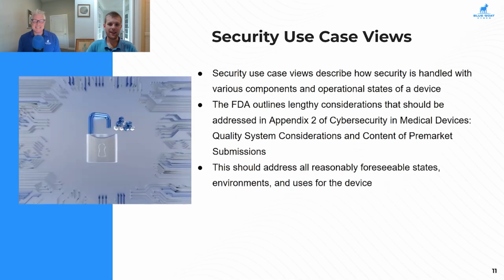The next view is going to be the security use case views. And these can be just about anything. That's why we'll talk about some of the examples, but pretty much what we're trying to do is look at security considerations in all the components and states of a device. So, of course, this is going to be very implementation specific, thinking about how security is addressed with an oxygen pump compared to a pacemaker, compared to a surgical robot, compared to a PACS system. Every single one of these is going to have extremely different and unique considerations, which is why these can be so flexible.